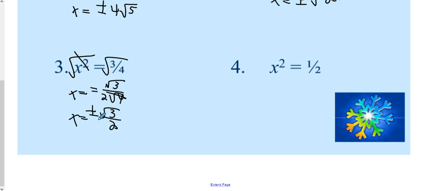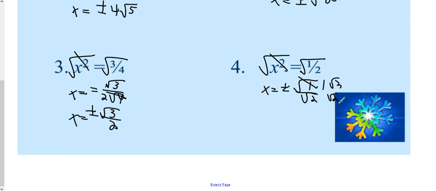Now over here, a little bit different. X equals plus or minus the square root of 1 over the square root of 2. Now square root of 1 is simply just 1. But I do have to multiply by this to get rid of that on the bottom. So what do I end up with? Plus or minus 1 times radical 2 is just radical 2. And on the bottom, radical 2 times itself is simply 2. And I cannot simplify that any further.